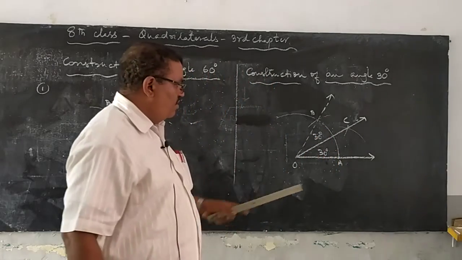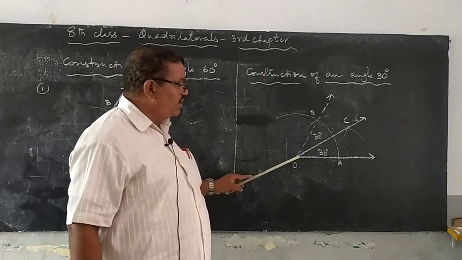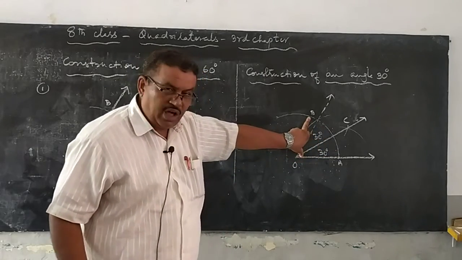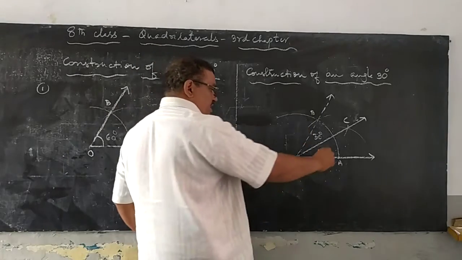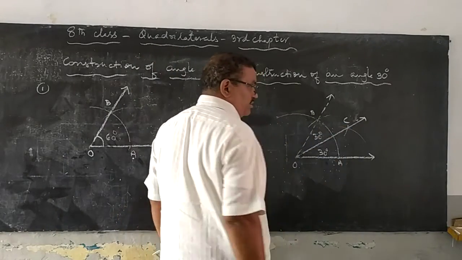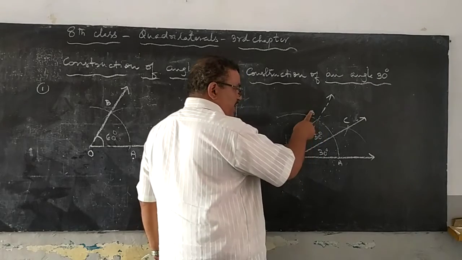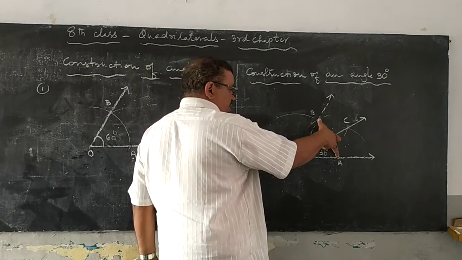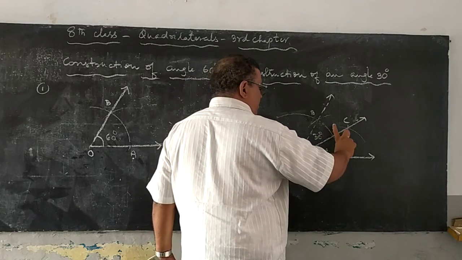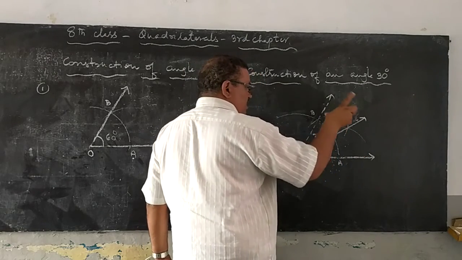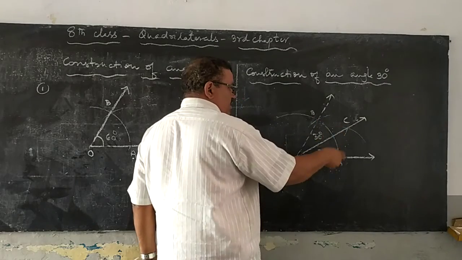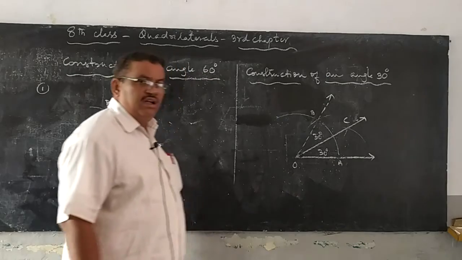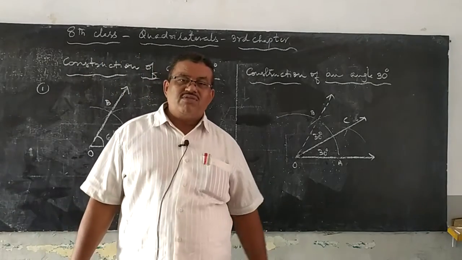Once again, first draw a ray OA with some convenient radius. From O onwards, draw one big arc. With the same radius from A onwards, cut the above arc. The intersecting point is B. Angle AOB is 60 degrees. In this length AB, cut more than half. From A onwards, draw one arc. With the same radius from B onwards, cut the above arc. The intersecting point is named as C. Join OC. This is the angular bisector of 60 degrees.